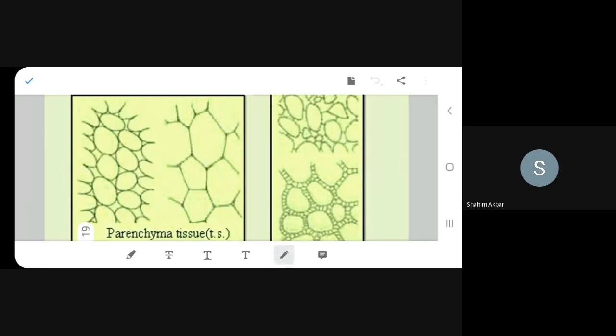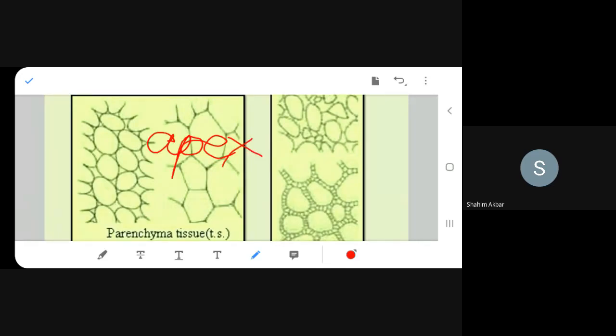It is apex. What is the main word? Apex. So how many apices do we have? Two. One is shoot and the other one is root. Now you understood? So we are talking about the apex or apices. We have got two apices, namely shoot and root. Shoot is the tip of the plant and root is the root tip of the plant. Do you understand?